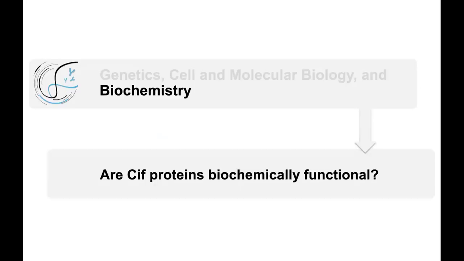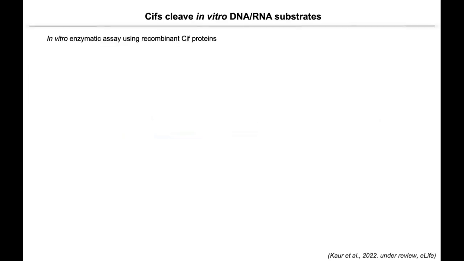Okay, so the next question. Now we know that CIF proteins invade the sperm nuclei and interact with them by modifying the histone to protamine transition. But are they even biochemically functional? How do they even manage to act on the sperm DNA to do these changes? So to test that, we first used CIF recombinant proteins, and we tested whether they are functionally active enzymes or not.